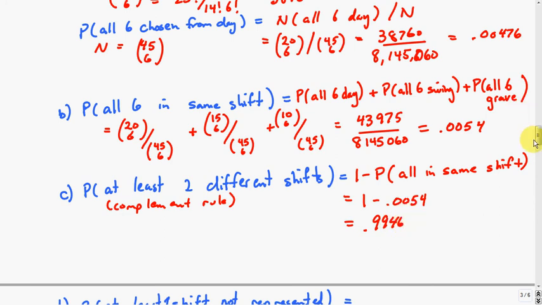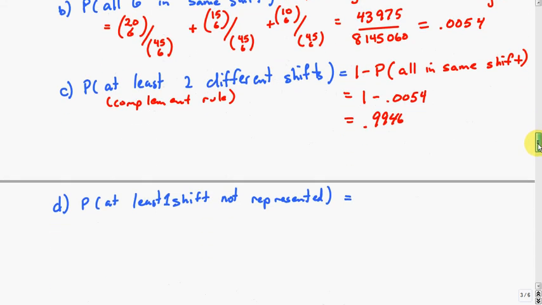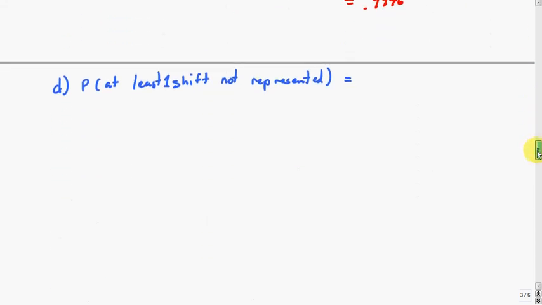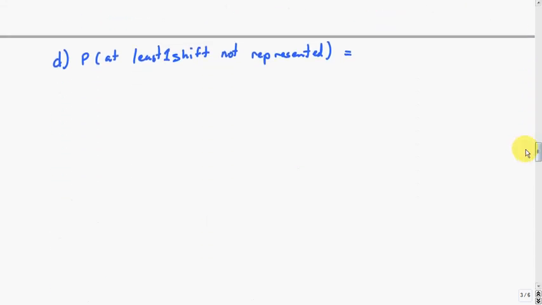Now part D is a little trickier. This one gave me some trouble initially to try and figure out. It's the probability that at least one shift is not represented. And in order to answer this question, we're going to define several events, because it'll make the notation easier. So I'm going to say, let's suppose that the event A1 is the event that the day shift is not represented.